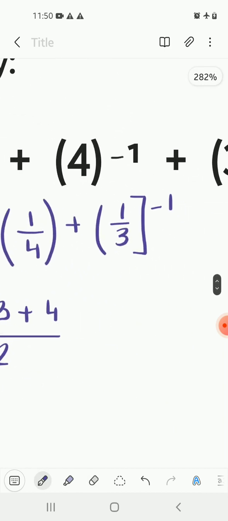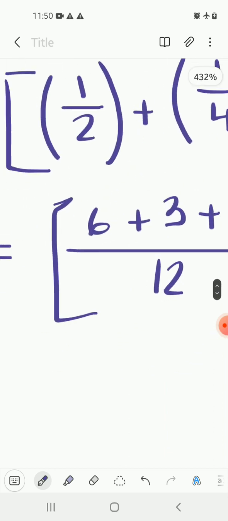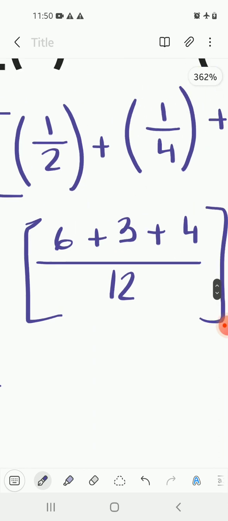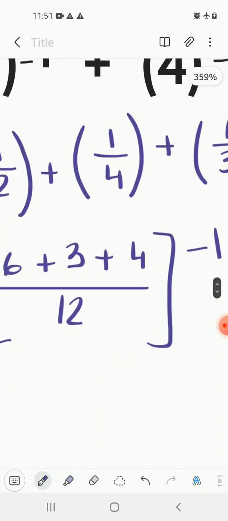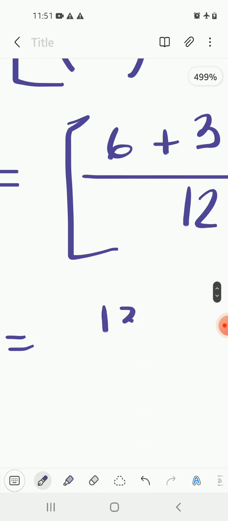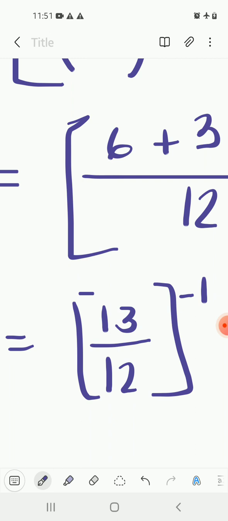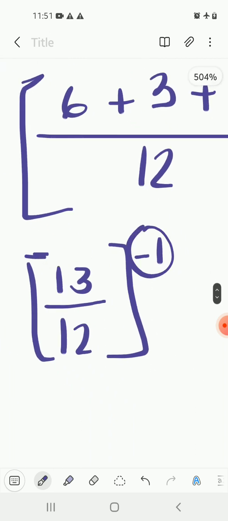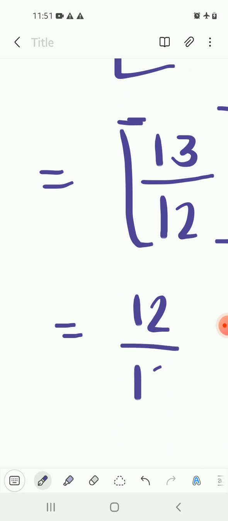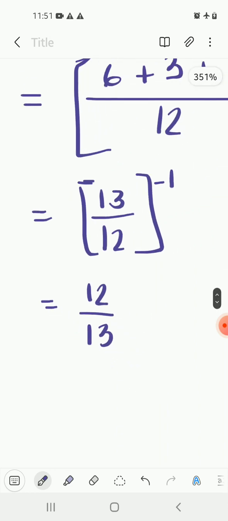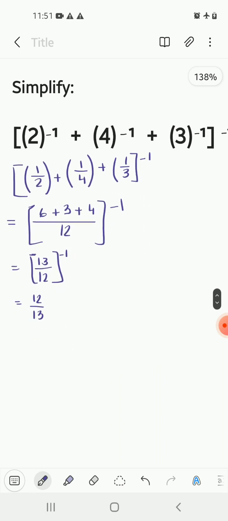The whole thing to the power minus 1. First let's solve this. 6 plus 3 plus 4. This is 13 by 12 to the power minus 1. Because there is a minus 1 power to it, make a reciprocal of this. So this becomes 12 by 13 to the power 1, which means 12 by 13. So this is the answer to this question.